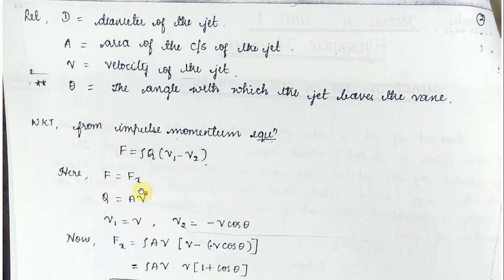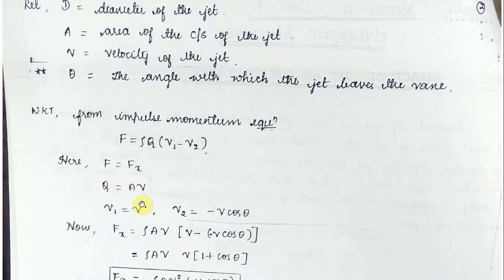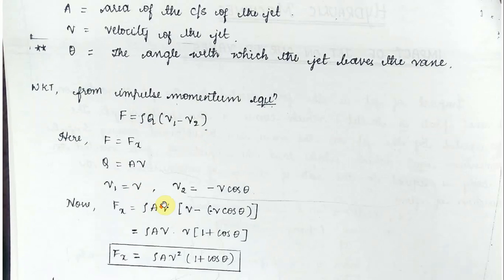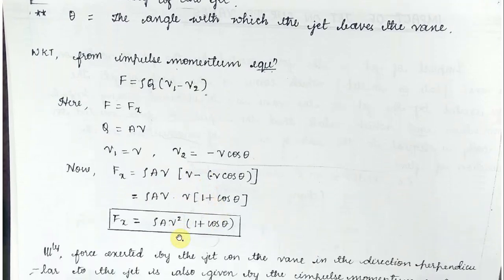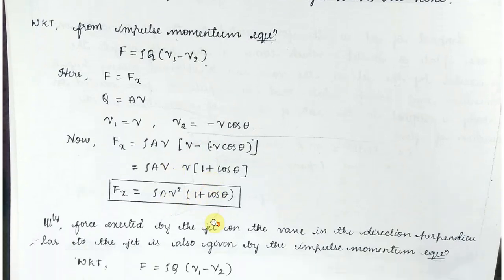Hence F is equal to Fx, Q is equal to A into V, then V1 is equal to V and V2 is equal to minus V into cos theta. Therefore, the force in the x direction, the horizontal direction, is equal to rho into A into V into V minus of V into cos theta. Therefore, force in horizontal direction Fx is equal to rho into A into V square into 1 plus cos theta.